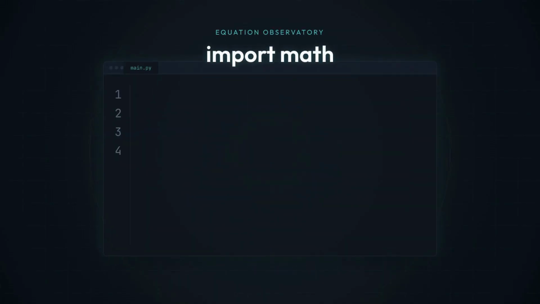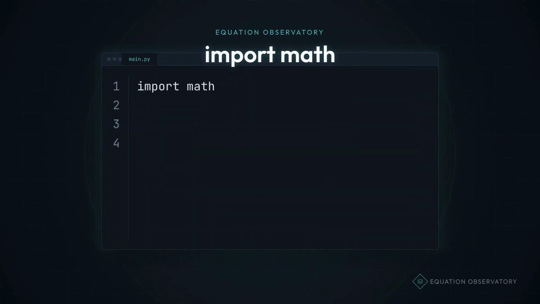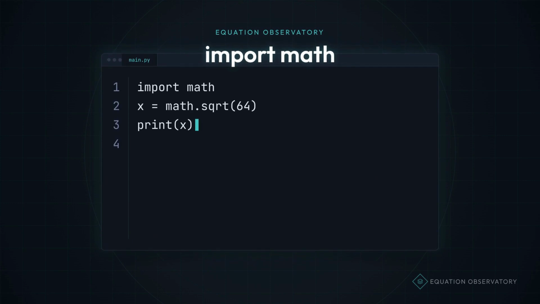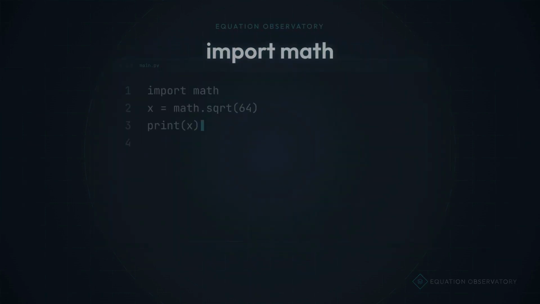To extend our capabilities, we import the math module. Once imported, we can use methods like .sqrt to find the square root of a number. Here, the square root of 64 gives us 8.0.